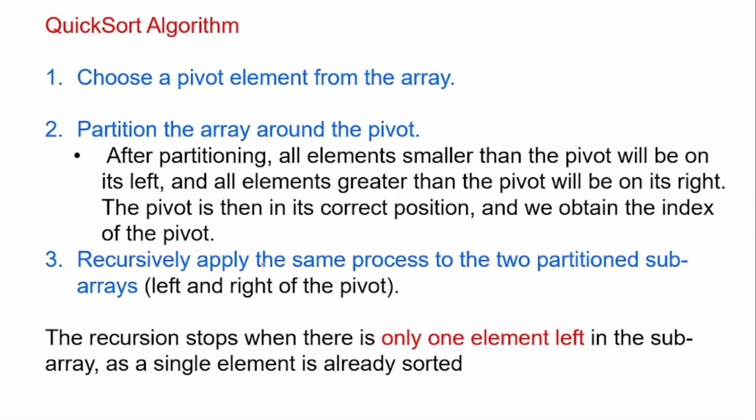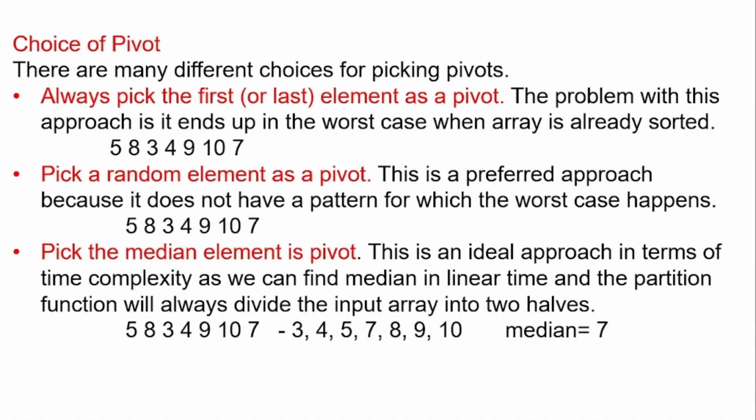The third step is to recursively apply the same process to the two partitioned subarrays, left and right of the pivot. Recursion is the technique of calling the function by itself repeatedly, so of course you must have a condition to stop the recursion. The recursion will stop when there is only one element left in the subarray, because a single element is already sorted. So these are the three steps in the quicksort algorithm: choose a pivot element, partition the array around the pivot, and recursively apply until you get only one element in the subarray.